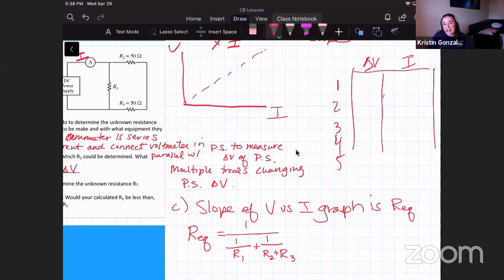Again, we're not going to be focused on these calculations, but how would you do it? You would take that graph's slope, set that slope equal to the equivalent resistance, which is that equation we just found, and then solve for what R1 is. Okay.